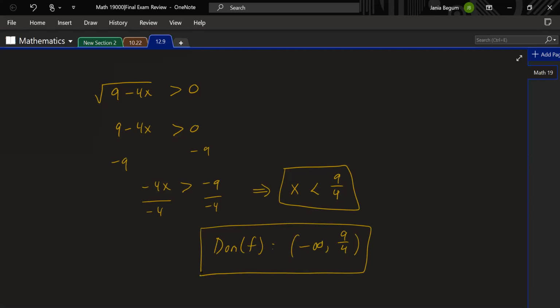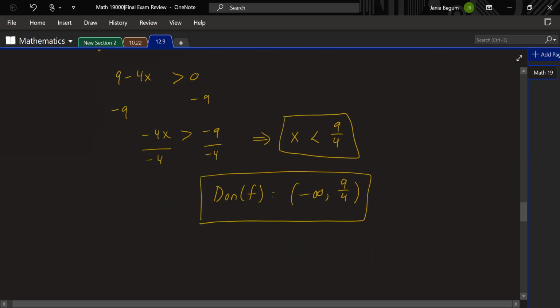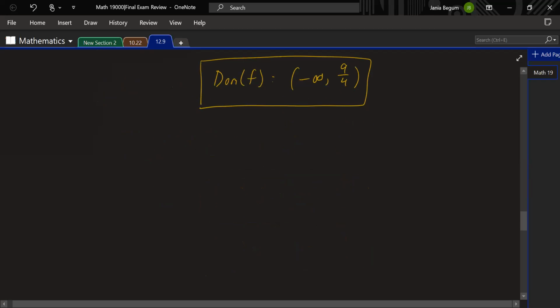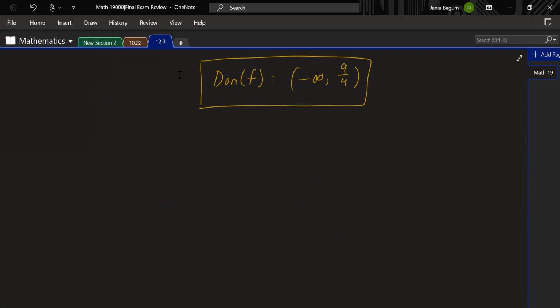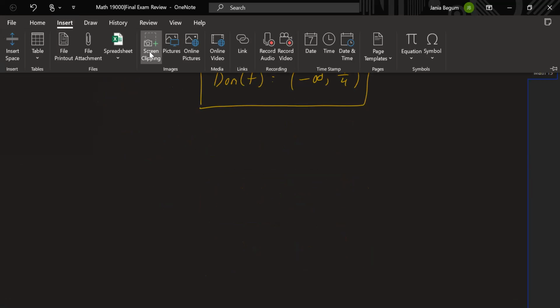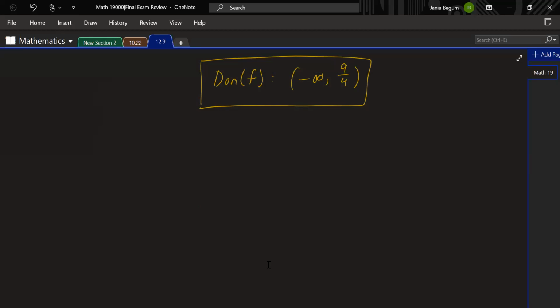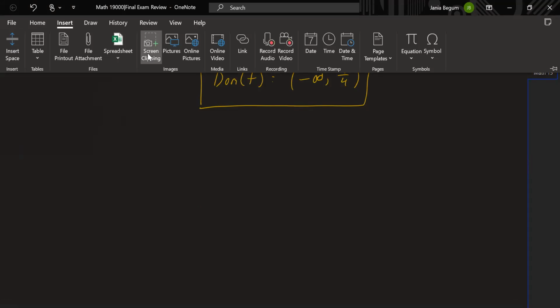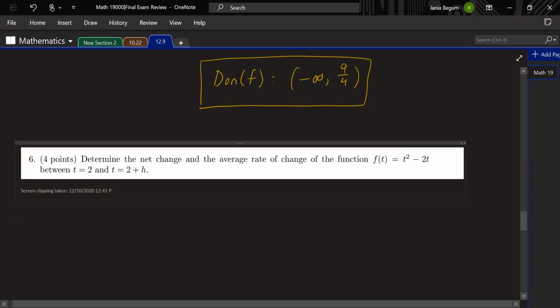Yes. All right. Can we do number 6 next? Number 6, okay. All right, so let's pull up number 6. For number 6, we want to find the net change and average rate of change. We haven't done that in a while, so that's a good question to review. Okay, so here's number 6.